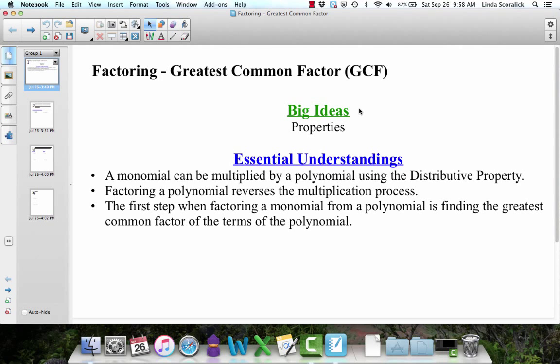In this lesson, you're going to explore the big idea of properties, and it's important that you walk away from this lesson understanding that a monomial can be multiplied by a polynomial using the distributive property, and that factoring a polynomial reverses the multiplication process.